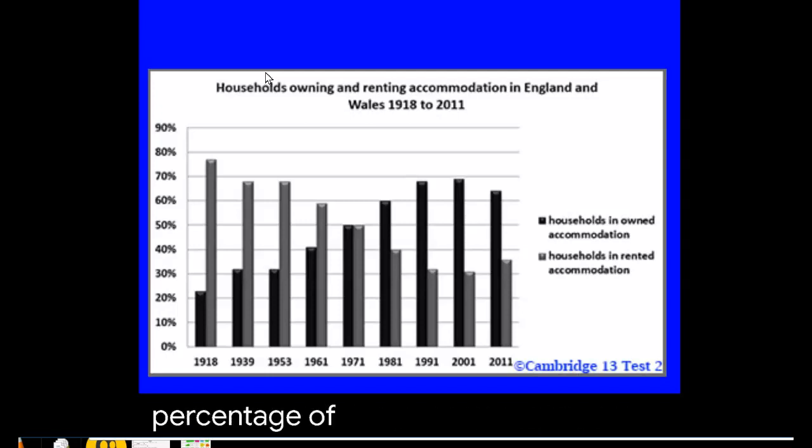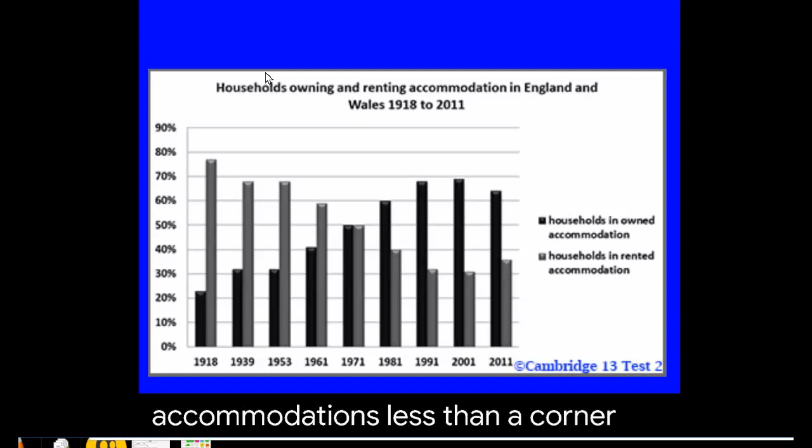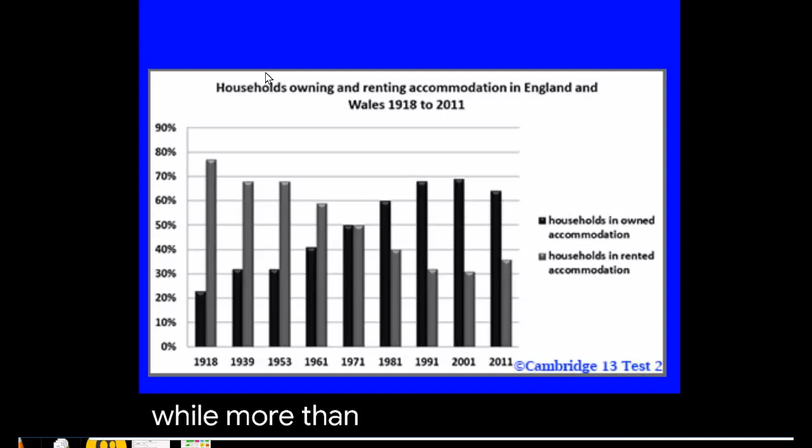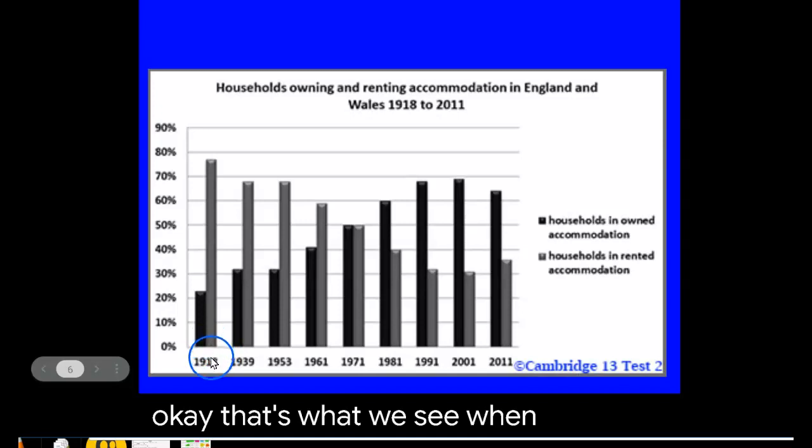What percentage of all the households were renting versus all the households that were not? Okay, and in Britain, 22% were in owned accommodations, less than a quarter, while more than 3/4 were tenants, were renting. Okay, that's what we see in 1918.